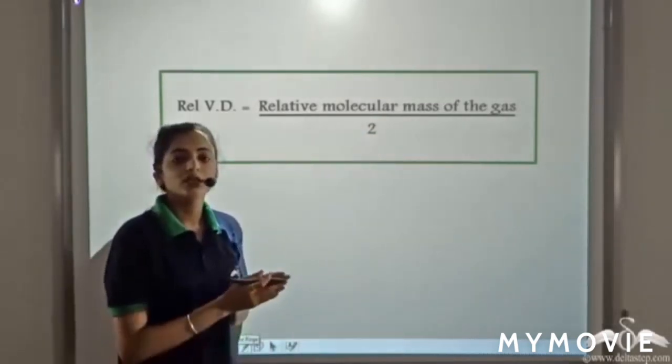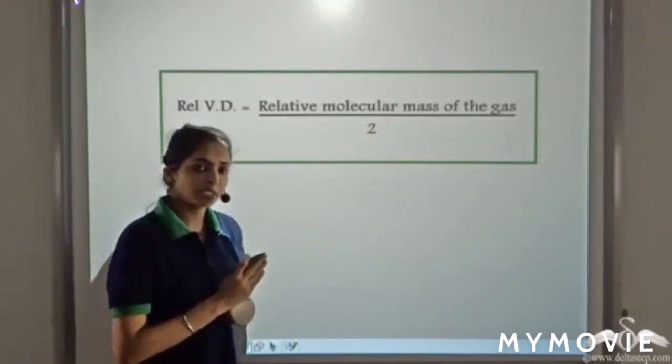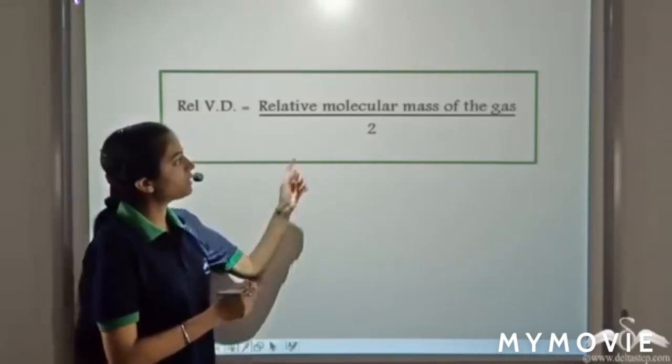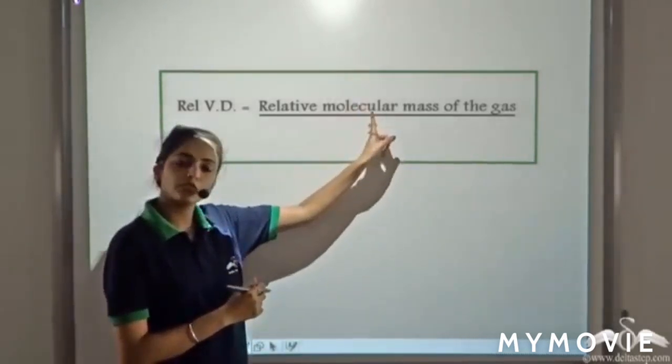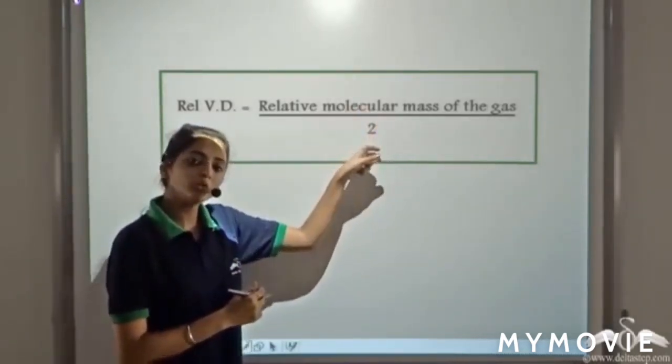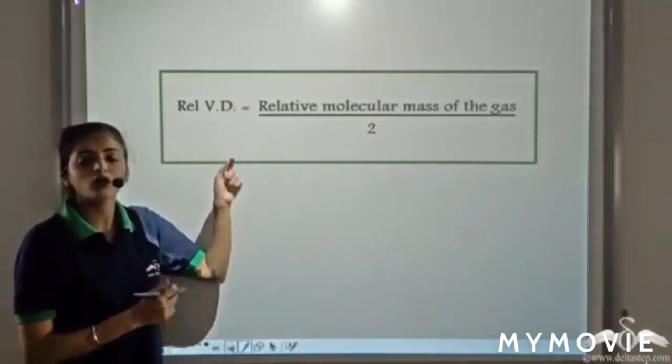So calculating the vapor density of a gas becomes easier. We can simply calculate the relative molecular mass of any gas, and when we divide it by 2, we get the relative vapor density of the gas.